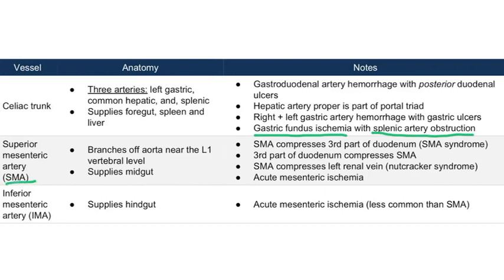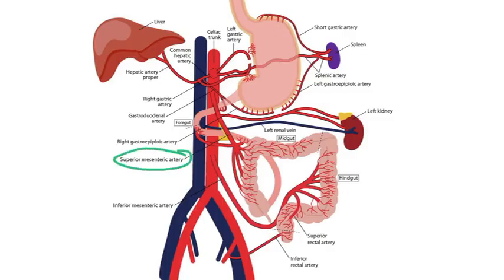Now let's move on to the superior mesenteric artery. Now the SMA branches off the aorta near the L1 vertebral level, and it supplies blood to the midgut structures. Now here we have labeled the superior mesenteric artery, and this occurs around the L1 vertebral level. And it supplies the midgut, which means it will supply the small intestine all the way down to the proximal 2/3 of the transverse colon.